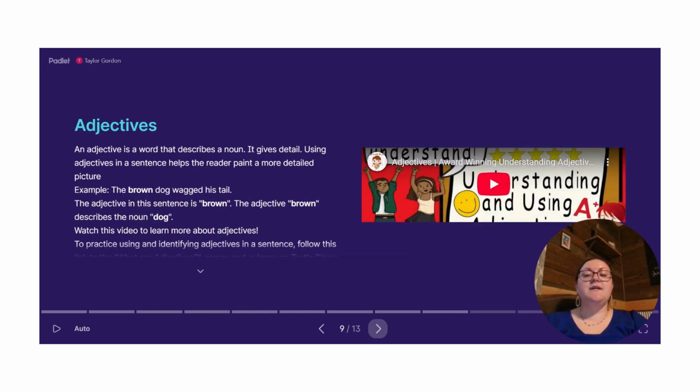Our next part of speech are adjectives. An adjective is a word that describes a noun. It gives detail. Using adjectives in a sentence helps the reader paint a more detailed picture. For example, our sentence is, the brown dog wagged his tail. The adjective in this sentence is brown. The adjective brown describes the noun dog. Adjectives help you and your reader paint a better picture of what we're writing.